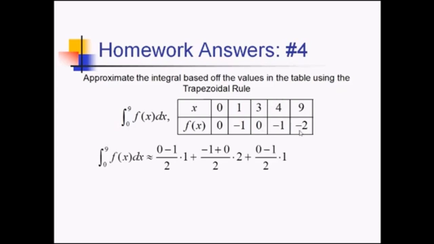And negative 1 plus negative 2 over 2 times a base of 5 to go from 4 to 9. Simplifying a little bit more, this is going to be negative 0.5.